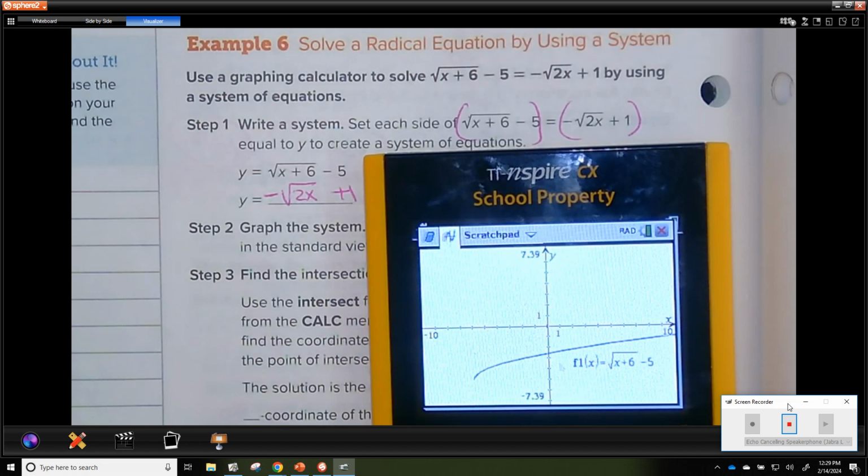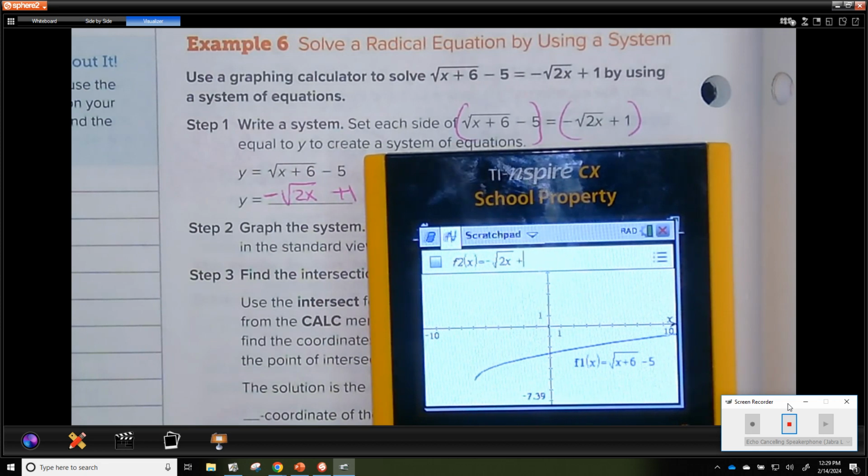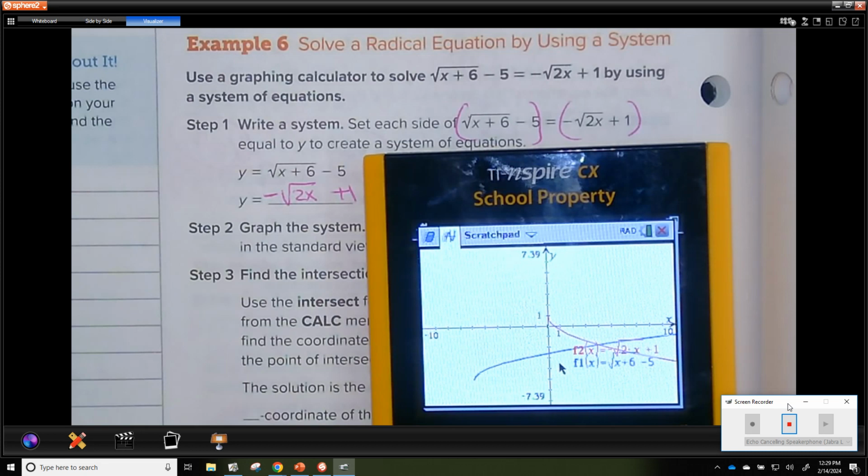Hit tab again. It brings up F2. This one is a negative under the 3. Square root of 2x. Go to the right. Plus 1. There it is. Now, again, they put the equation right where they intersect. They intersect about here. Again, it wants to do the label, but it looks like under 4, but I can't tell the number.